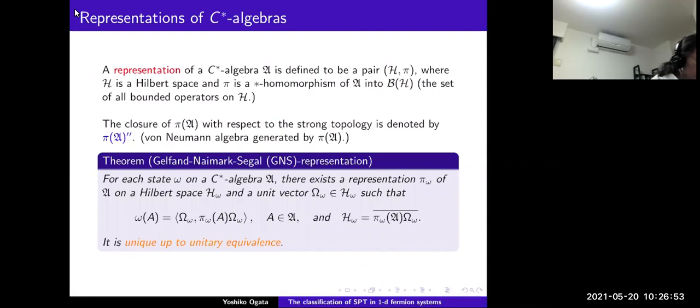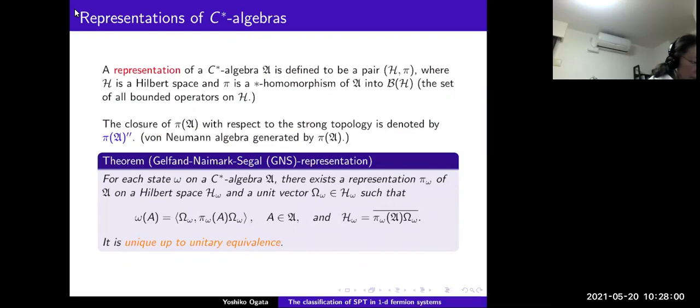So first, what is a representation of a C-star algebra? A representation of a C-star algebra is defined to be a pair of a Hilbert space H and a star homomorphism π from A to B(H). Given a representation, I consider the strong topology closure of the range of the representation. That becomes important for us, and I denote it by π(A)'' (the double commutant) and call it the von Neumann algebra generated by π(A). This strong topology closure becomes important in our analysis.